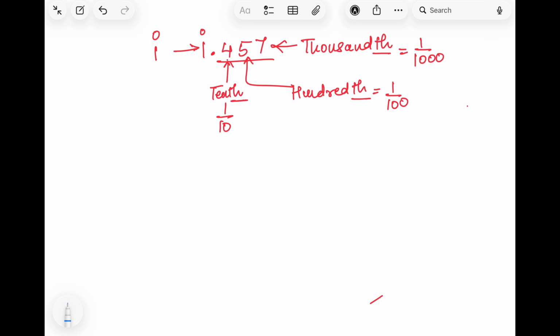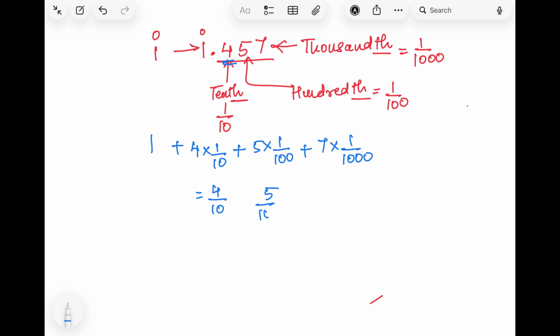So now let's write up the place value of the number given here, 1.457. The place value of 1 is obviously 1, plus what is the place value of 4? It is 4/10. That means 4 into 1 by 10, plus 5 into 1 by 100, plus 7 into 1 by 1000. So the place value of the second number is 4 by 10, the place value of 5 is 5 upon 100, and the last number 7 is 7 upon 1000.